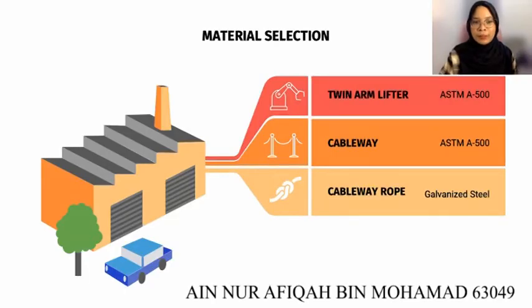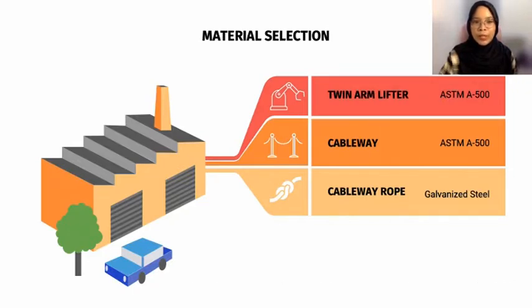I will briefly explain the material selection that we did in Engineering Design 2. ASTM A500 is chosen as the material for the cableway and twin arm lifter after comparing it to two other materials, mainly because it has higher yield strength. For wire rope material, galvanized carbon steel rope is chosen based on the table provided by ISO 4375, which guides the cable selection for various suspension loads.